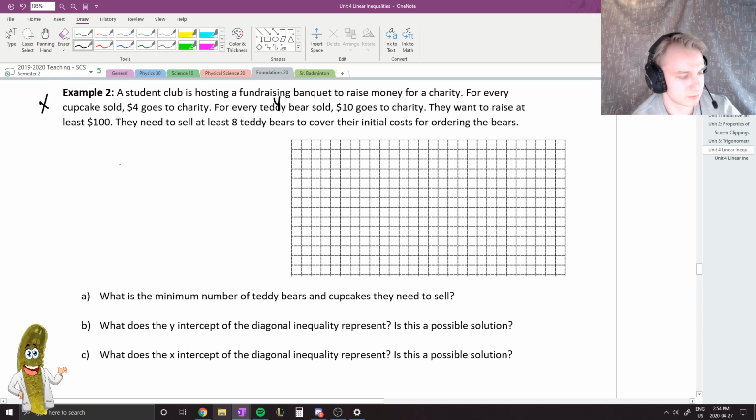Okay, I'm going to put equals for now. Equals 4x plus 10y. I like it. So I like the 4x and 10y. 4x because $4 goes to charity, 10y because $10 is a teddy bear. What sign should we use instead of the equal sign?